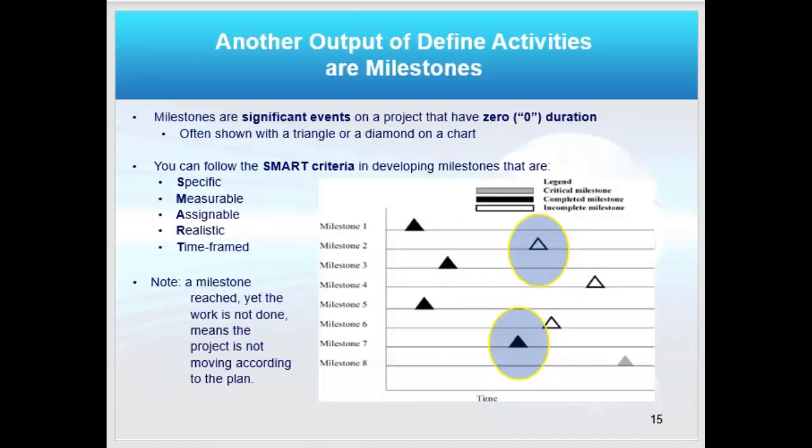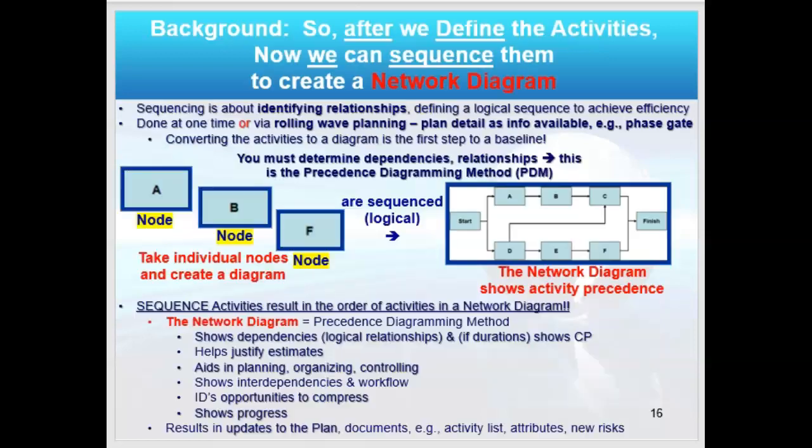Now, an output of defined activities I mentioned were the milestones. Milestones have zero duration. Notice they're just points on a chart. There are no beginning or end. There's no duration. They are a significant event that have zero duration. We often use SMART criteria to describe them. And SMART stands for specific, measurable, assignable, realistic, and time framed. Okay, and these triangles are an example of project milestones.